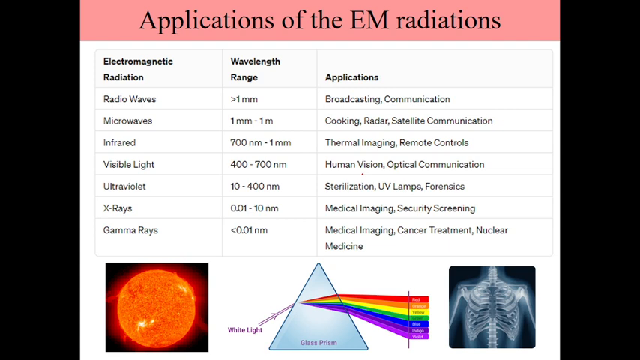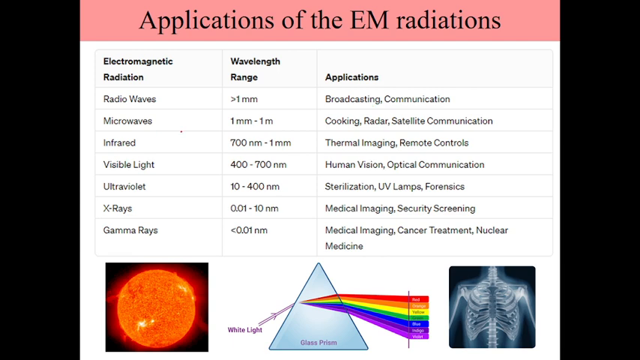Next, let us look at the applications of the electromagnetic radiations. Now all of these radiations are coming to the earth. Okay, understandable. But then how is it helping us? So firstly, radio waves. Radio waves have a wavelength of more than 1 millimeter. So this is quite a high wavelength. If the wavelength is high, that means the frequency is less. Radio waves are used in communication and in broadcasting.